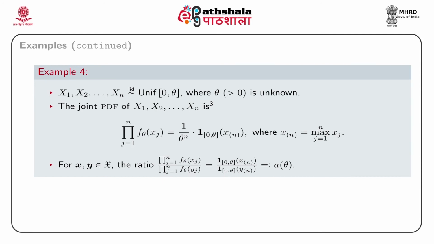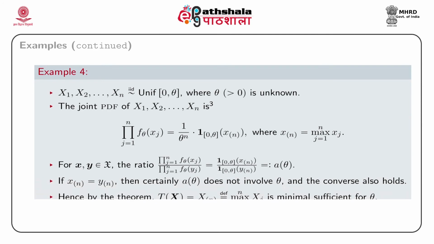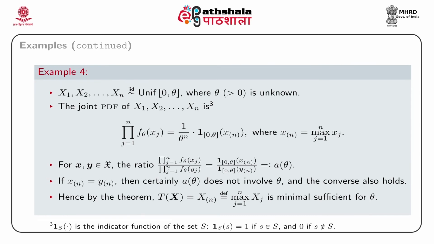Now the question is this: does the term a(θ) become free from θ if and only if x_(n) equals y_(n)? If we assume that x_(n) equals y_(n), then certainly a(θ) does not involve θ. It remains to show that when a(θ) does not involve θ, then we must have x_(n) equals y_(n). Let us assume that x_(n) does not equal y_(n). Then we have to show that a(θ) must depend on the value of θ.